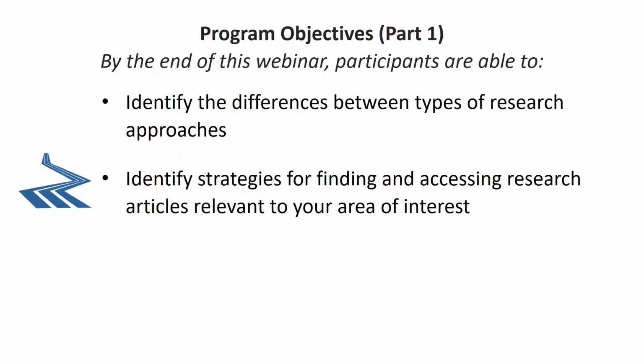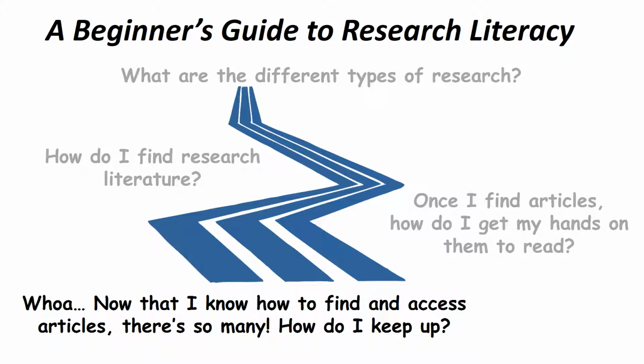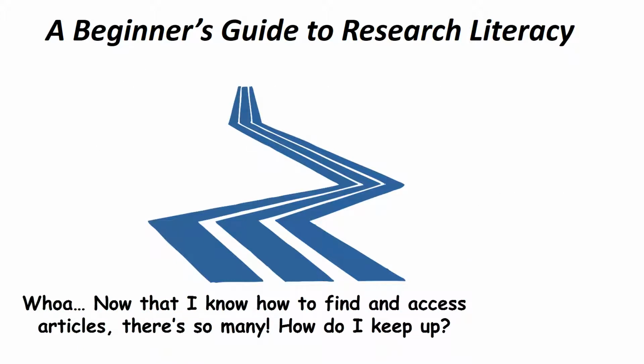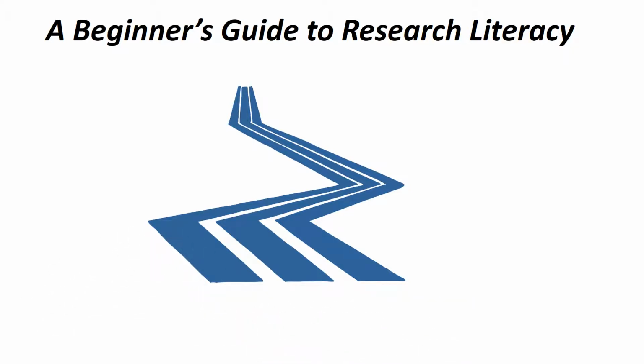But back to our roadmap. Once you've entered into the research world of databases, journal articles, and other published literature, you're going to fast discover that there are hundreds or even thousands of articles and publications relevant to your interests. And each day, the numbers grow. So your response might be, whoa, now that I know how to find and access the articles, there are so many. How do I keep up? So this leads us to part 2 of the series, how to speed read a research article.